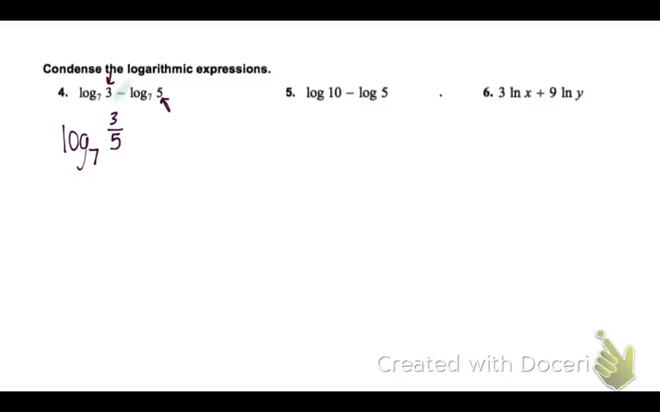Same thing with the next problem. I have a minus sign in the middle, so I'm going to make this log of 10 over 5. If you can simplify the inside, you need to make sure to do that. This just becomes log of 2, because 10 divided by 5 is 2.